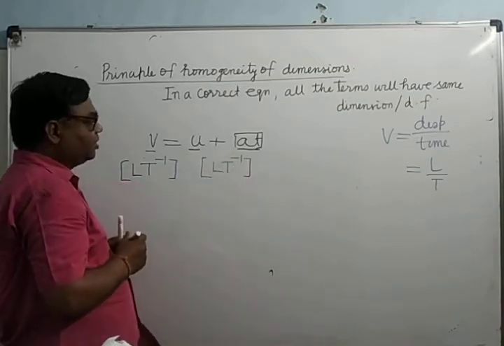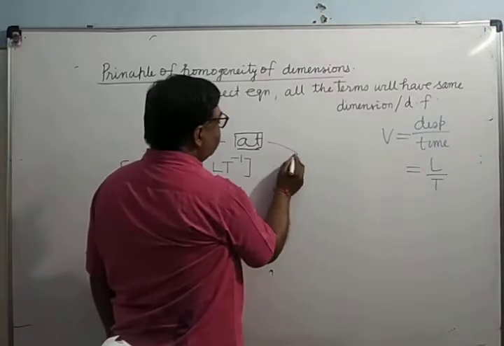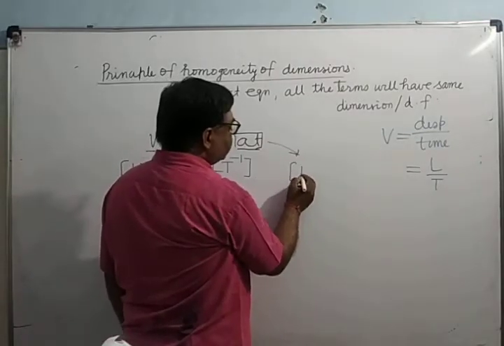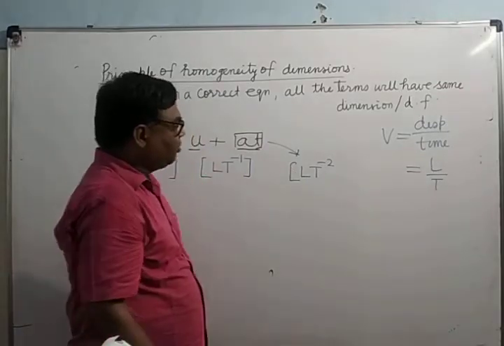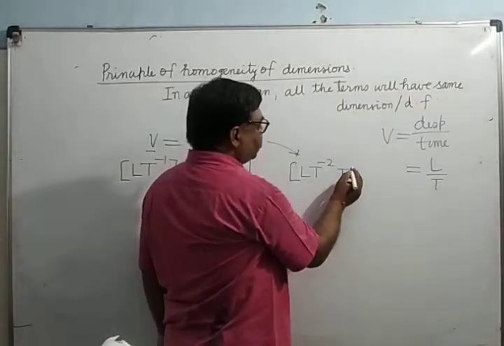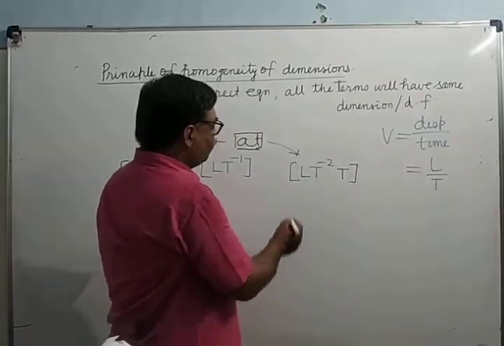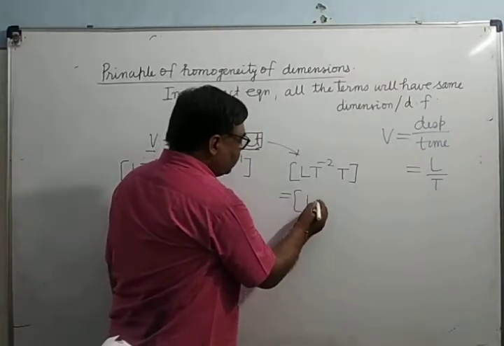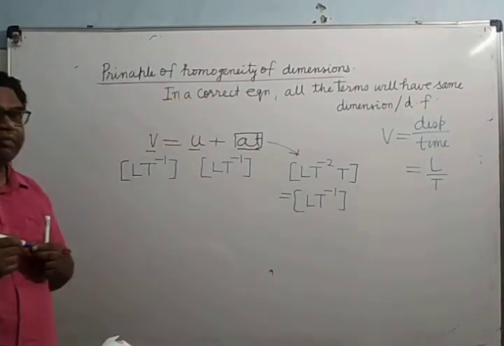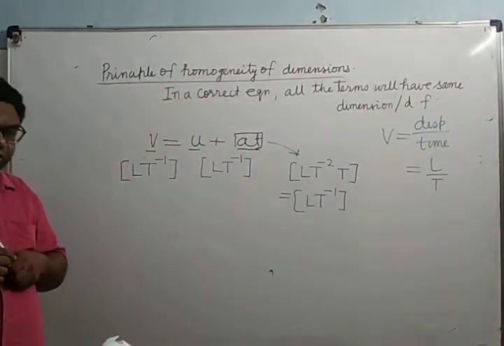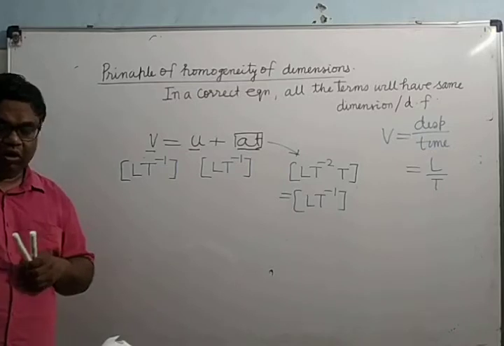Then acceleration, you check this. Acceleration dimensional formula is LT minus 2, and this is time T. So when we simplify, it is LT minus 1. So all the terms have the same dimension. In a correct equation, all the terms will have the same dimension.